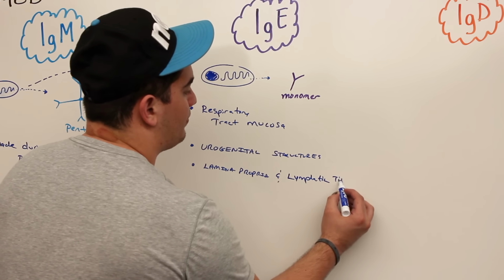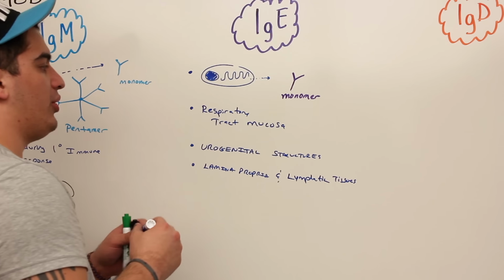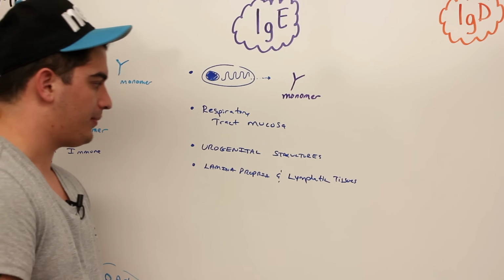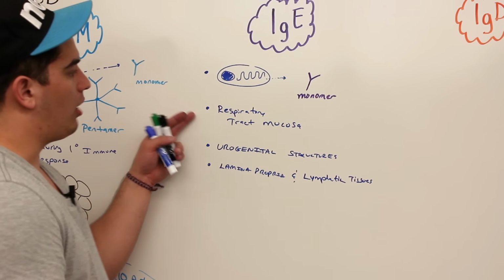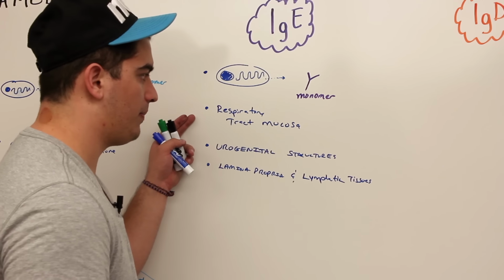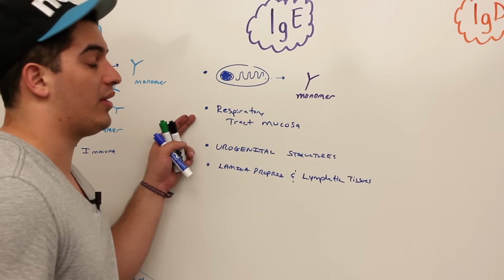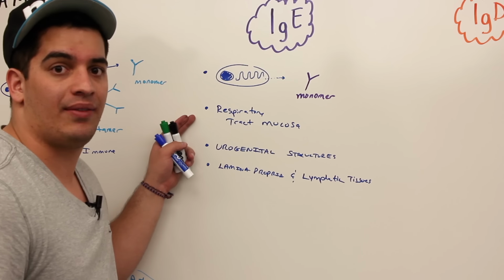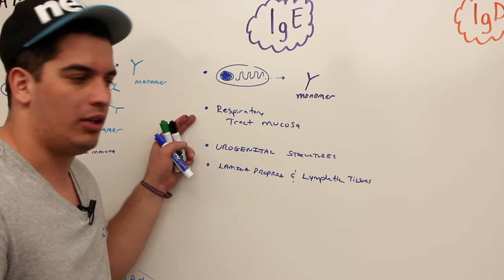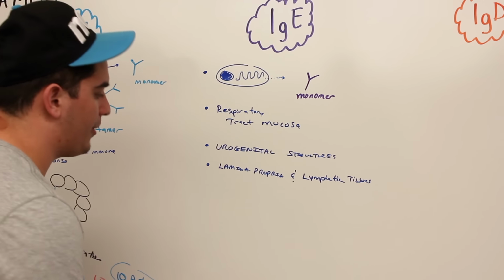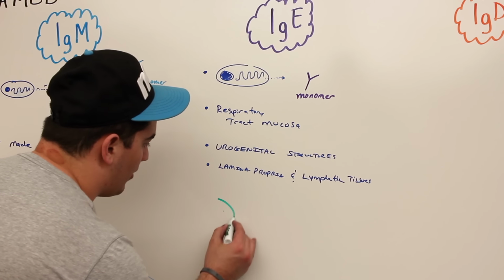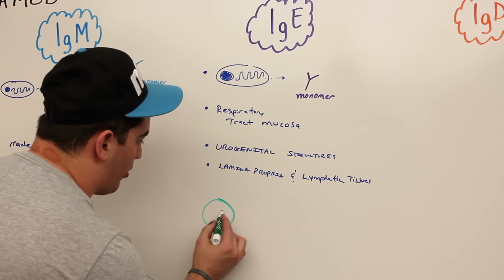Okay, so now, these antibodies are pretty cool. What do they do? All right, so let's talk about the respiratory tract mucosa first, because this has a very important role within what's called type 1 hypersensitivities or anaphylactic shock. You might have heard of that, right? So let's say here, I have a mast cell. You guys remember mast cells, right?